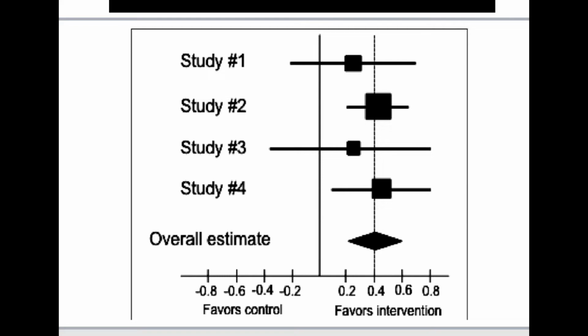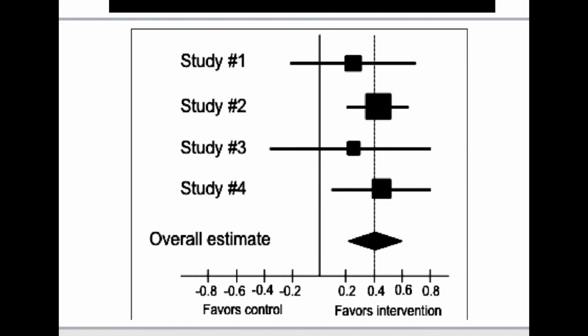What about the diamond at the bottom? This is the overall estimate of all the studies. We calculate all the studies and take the overall estimate in the shape of a diamond. With this diamond, we will see overall whether this study favors intervention or favors control, or if the diamond is crossing the line of no effect. Then we get the result that this study is statistically insignificant. We didn't get any significance from the study.